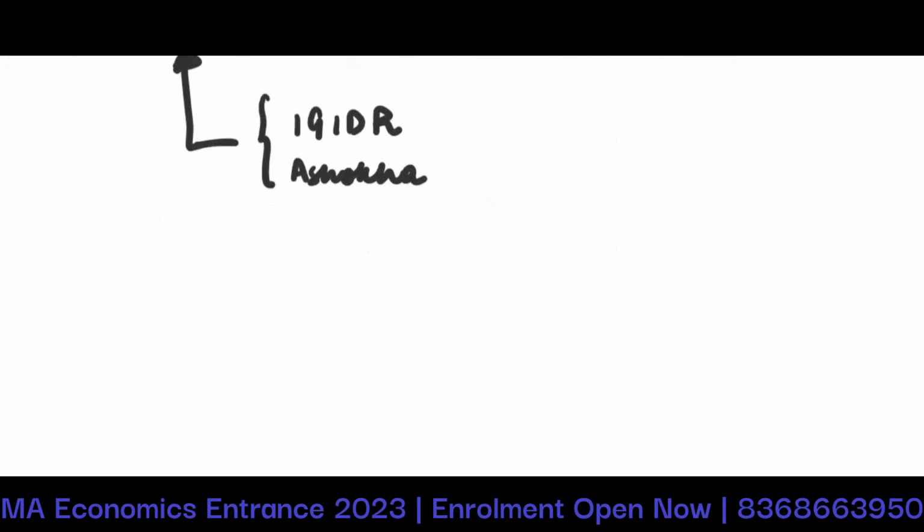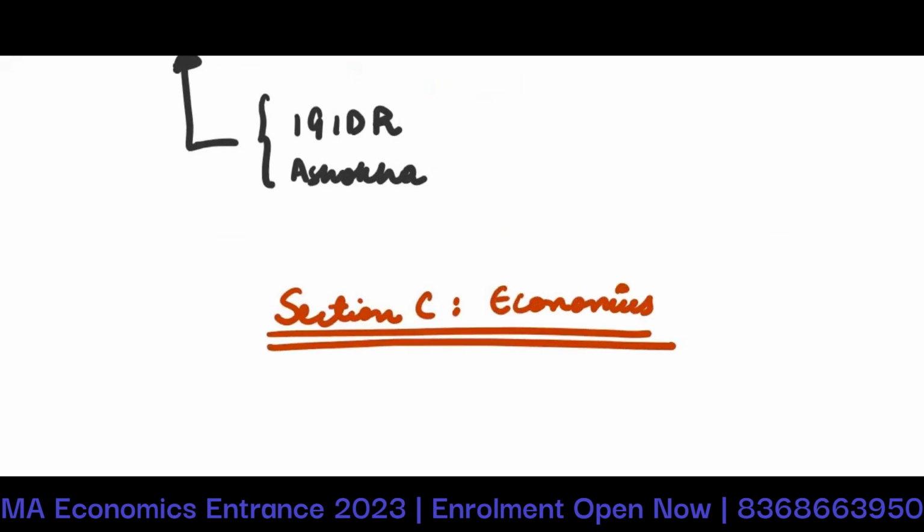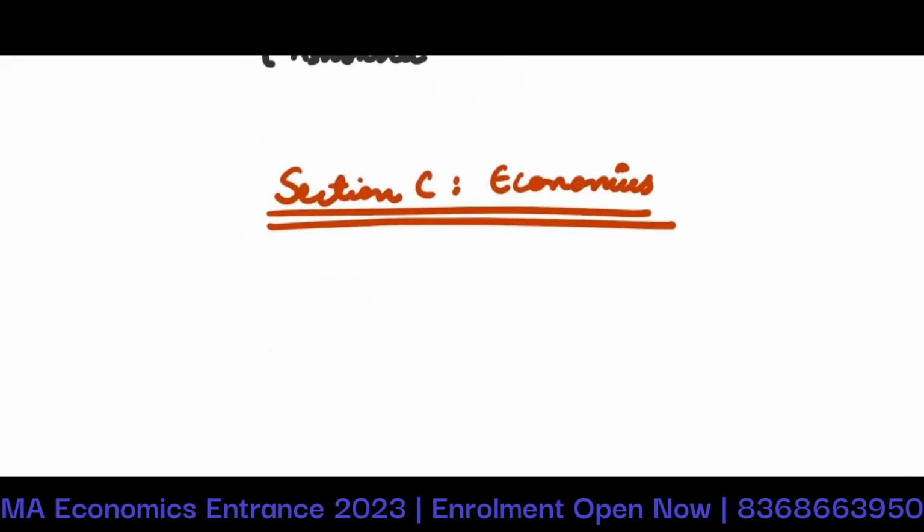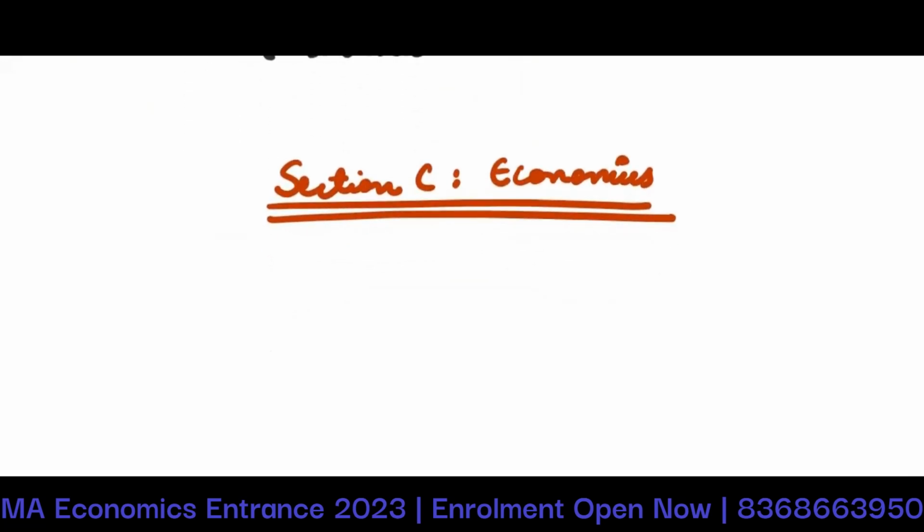Then finally, you have section C. This section C is basically related to economics. In section C, you get good microeconomics questions, very, very close to ISI DSC. Now, what are the important topics here?